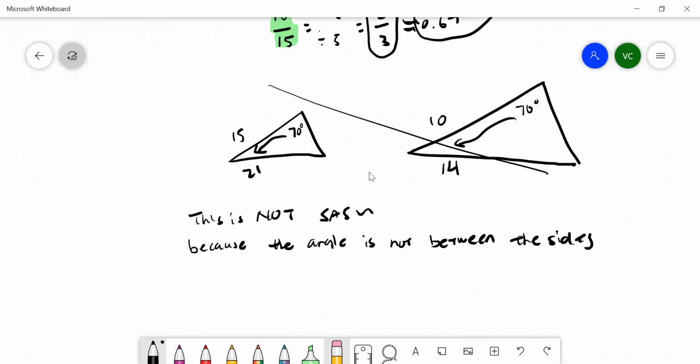So this is not side angle side. Okay, over and out.